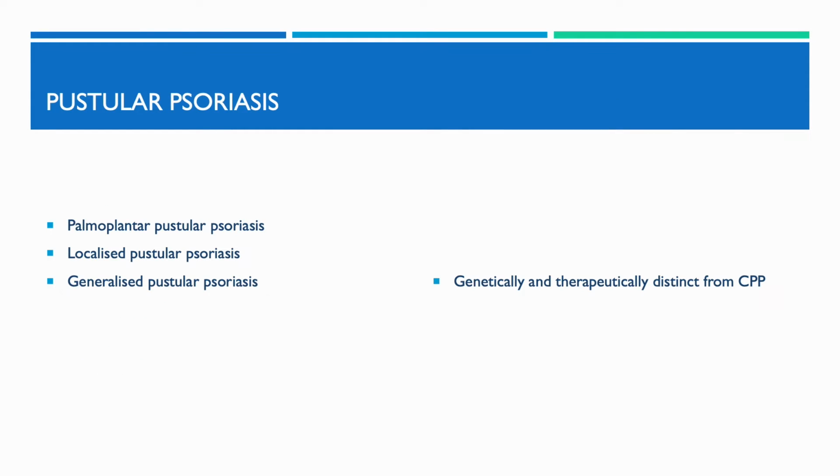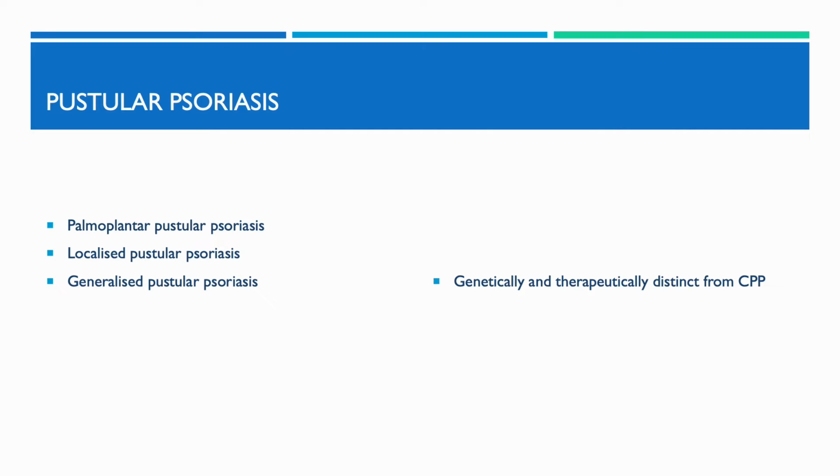Pustular psoriasis is a less common variant of psoriasis. It may coexist with ordinary plaque psoriasis or appear on its own. Perhaps the most common variant of pustular psoriasis is palmoplantar pustular psoriasis or palmoplantar pustulosis. But this is genetically and therapeutically quite distinct from chronic plaque psoriasis. And a lot of the medications we've got to treat chronic plaque psoriasis just don't work in palmoplantar pustulosis.